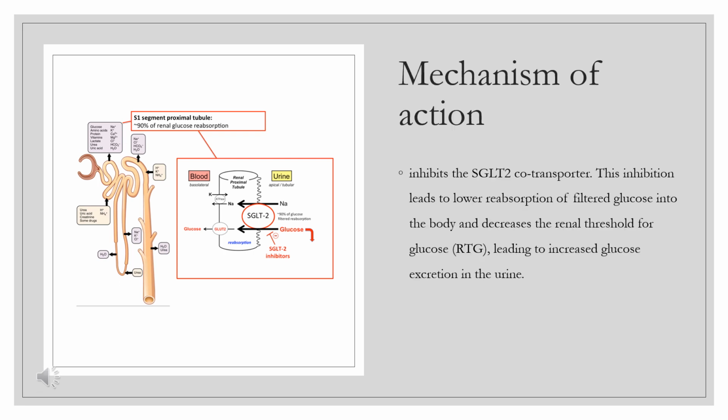Mechanism of action. The sodium glucose cotransporter 2, SGLT2, is found in the proximal tubules of the kidney, and reabsorbs filtered glucose from the renal tubular lumen. Canagliflozin inhibits the SGLT2 cotransporter. This inhibition leads to lower reabsorption of filtered glucose into the body and decreases the renal threshold for glucose, RTG, leading to increased glucose excretion in the urine.